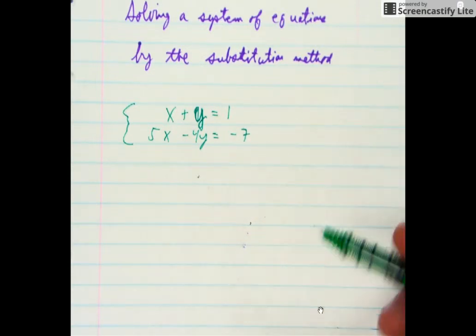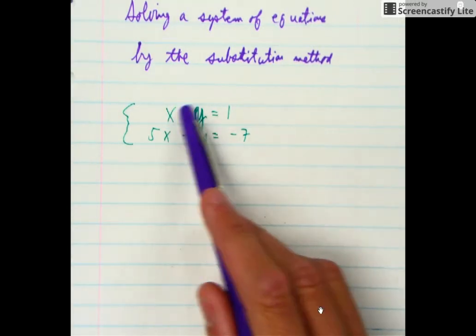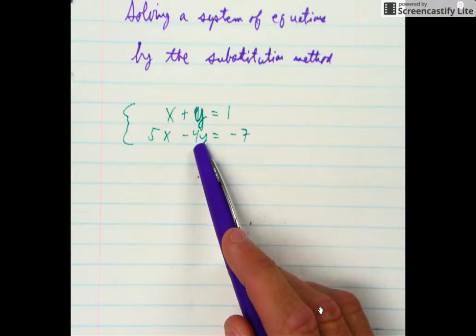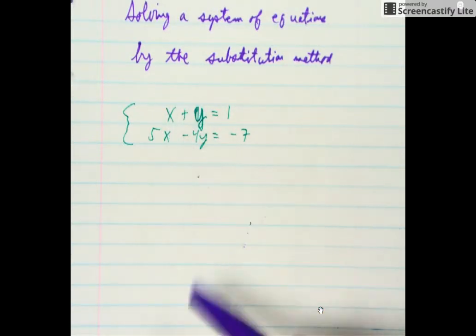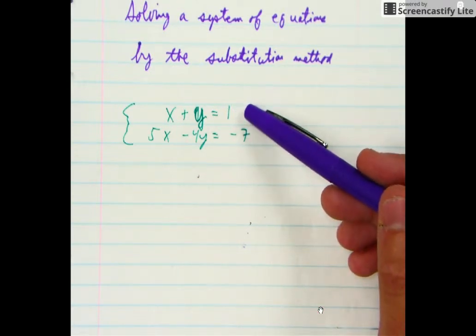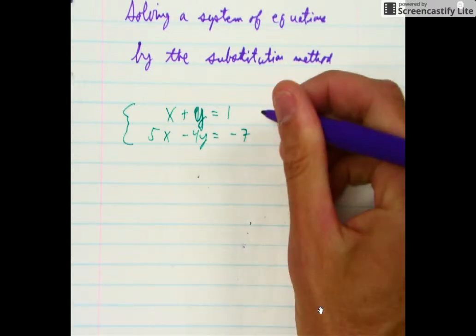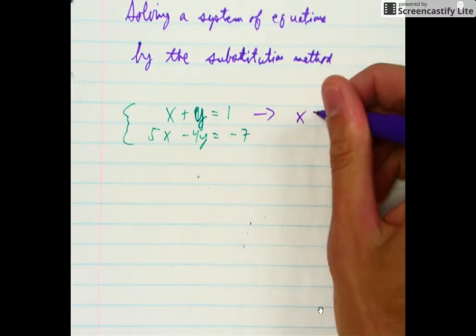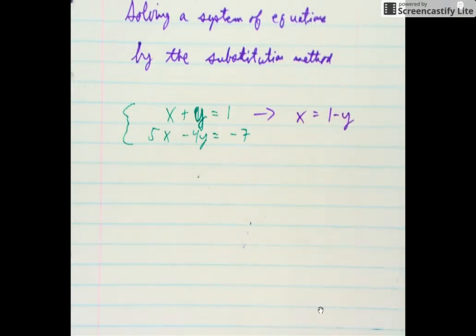So using the substitution method, the key to that is we want to take one of these equations and solve it for a value of 1x or 1y. So this would be the easiest one to work with. So I'm going to take this first one and solve it for x. Not much to that. There really weren't very many steps.